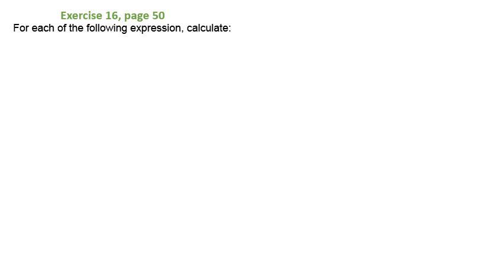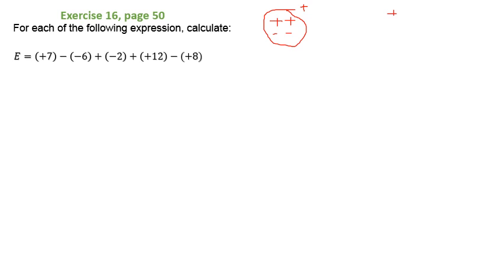Now we will solve exercise 16, page 50. For each of the following expressions, I have to calculate it. Please keep in your mind that when I have the same sign, it's the same rule. I'm saying again and again, when you have the same sign next to each other, plus plus or minus minus, the same sign is replaced by a plus, while opposite signs, plus minus or minus plus, should be replaced by a minus sign. Okay, let's see here.